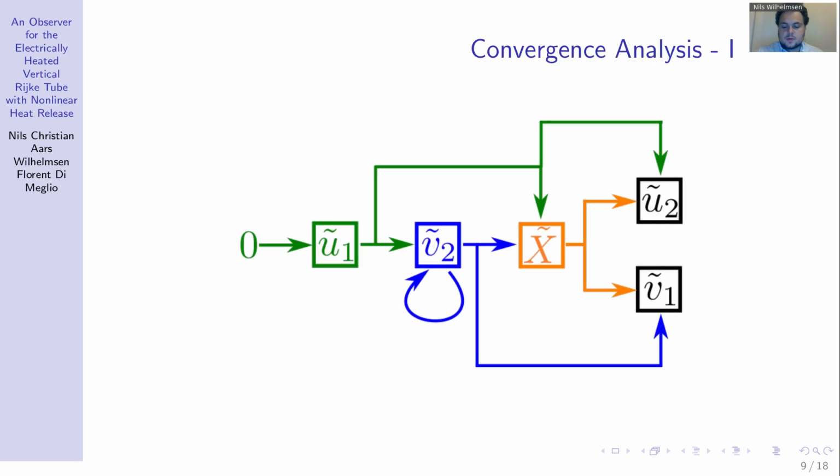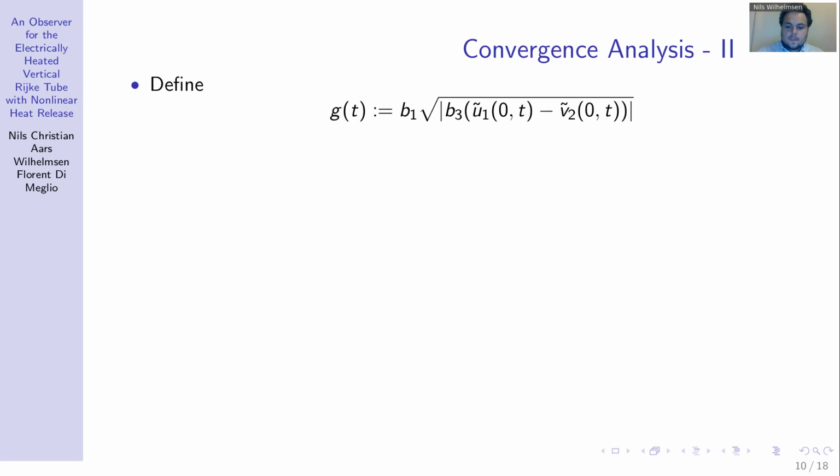This diagram shows the structure of the error system. It is a cascade system with the convergence of x tilde, and hence u2 tilde and v1 tilde, depending on v2 tilde, which again depends on u1 tilde converging. We define a signal G that summarizes u1 tilde and v2 tilde as an input to x tilde. This allows us to bound the dynamics of x tilde by this inequality.